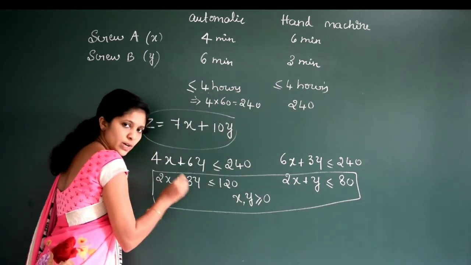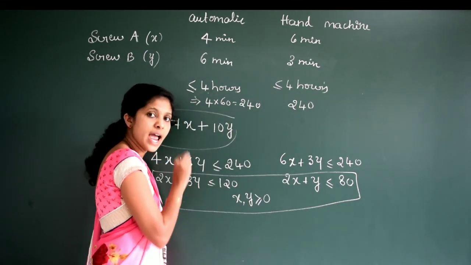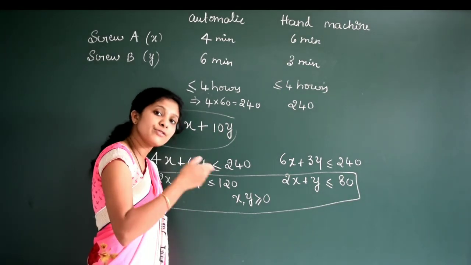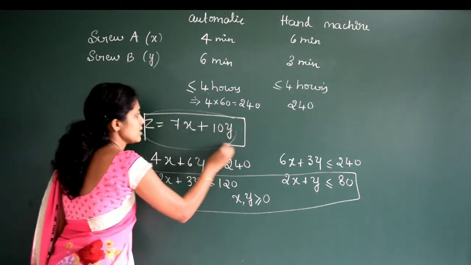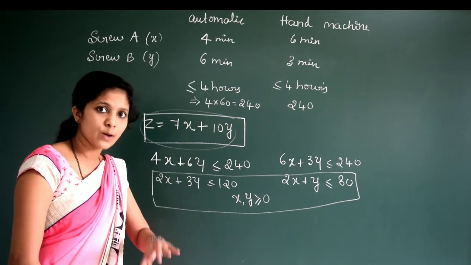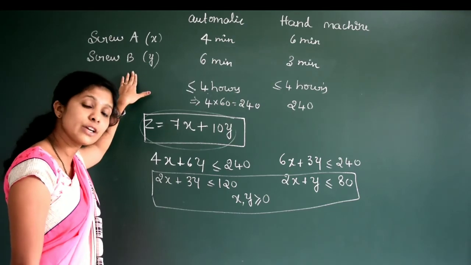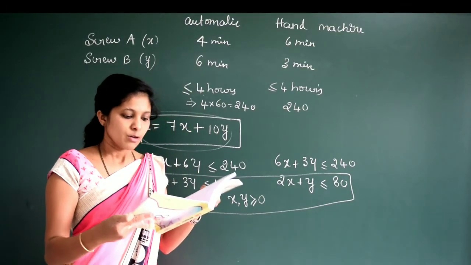By using this, draw the graph and find the solution region, check the common region, then find the corner points. After that, substituting in the objective equation, find the maximum value, and finally you have to write how many screws A they have to produce and how many screws B they have to produce. But let me tell the answer.